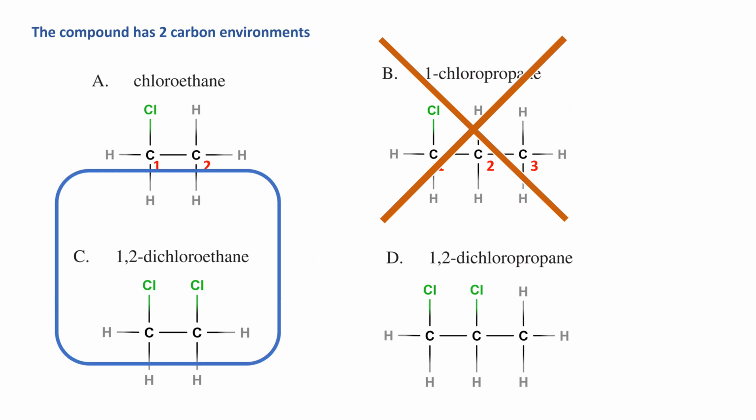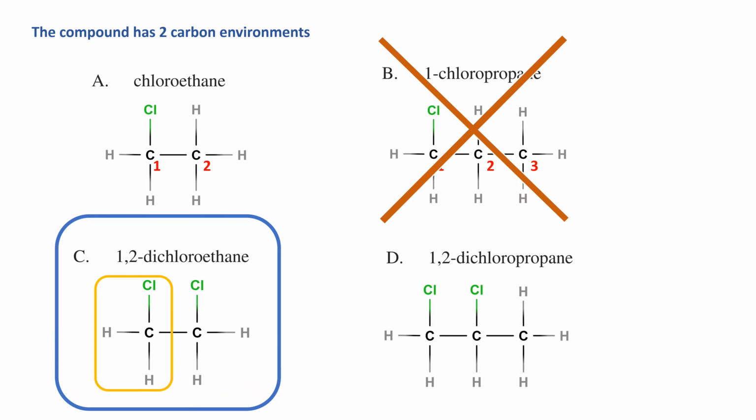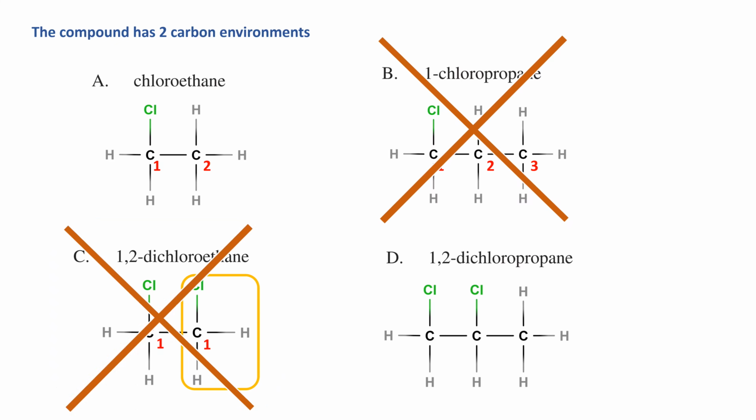Moving to 1,2-dichloroethane in option C, we can again label the first carbon as number 1 and see that it has 2 hydrogens, 1 chlorine, and a CH2Cl group attached. Moving across to the other carbon, we see it has 2 hydrogens, 1 chlorine, and a CH2Cl group attached. Exactly the same as the previous carbon. Therefore, we have to label this as number 1 as well. That means that in this case, we only have 1 carbon environment in this molecule. And option C is also wrong as it does not contain 2 carbon environments.